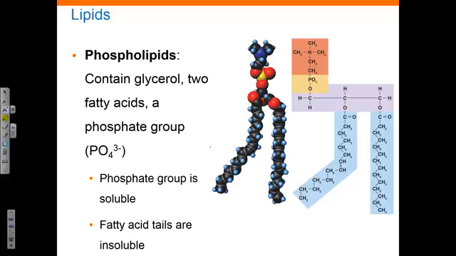The next lecture segment will continue the discussion of the important organic molecules of the body and cover proteins, nucleic acids, and high-energy compounds.